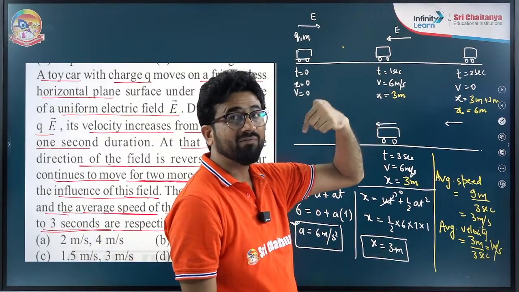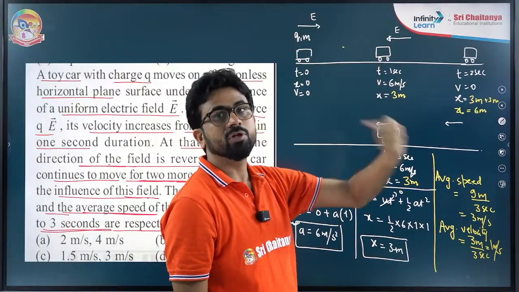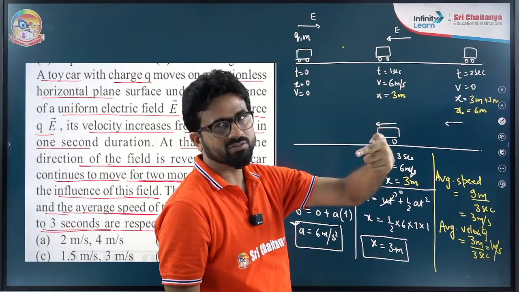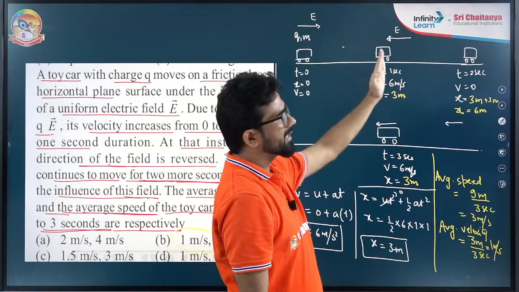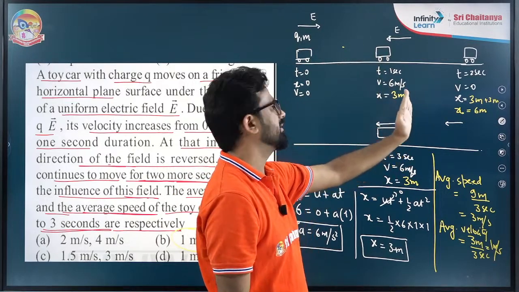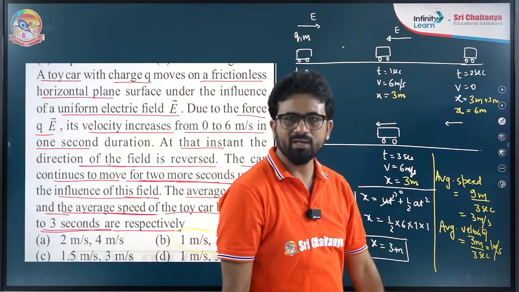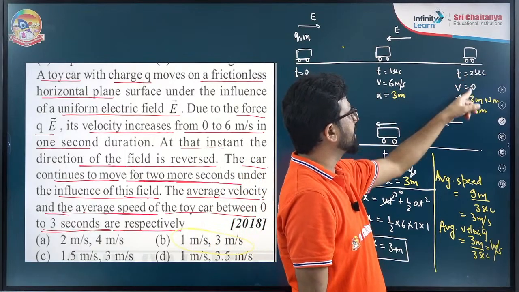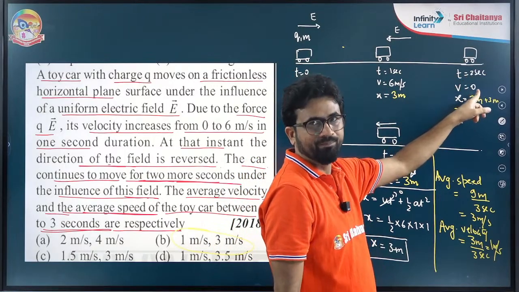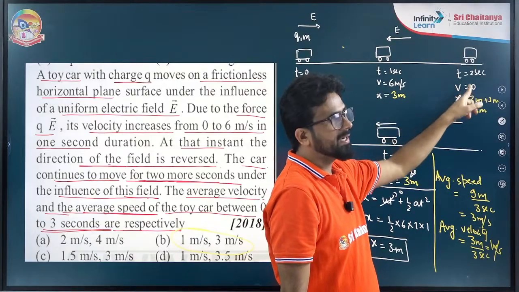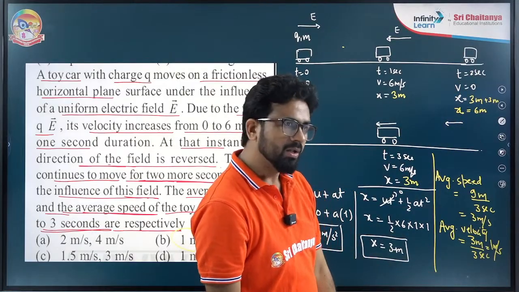Now think carefully, the field is constant. That means force is constant. That means acceleration is constant. So from 0 to 1 second you are getting 6 meter per second, then 6 to 0 will also take 1 second. That means at t equal to 2 second you will again get velocity 0.